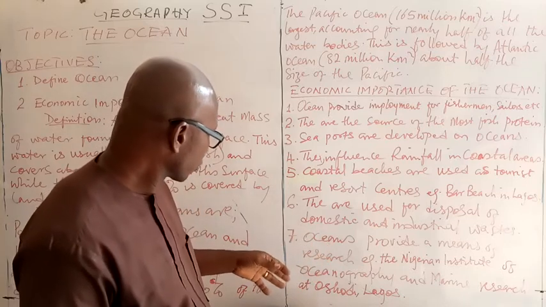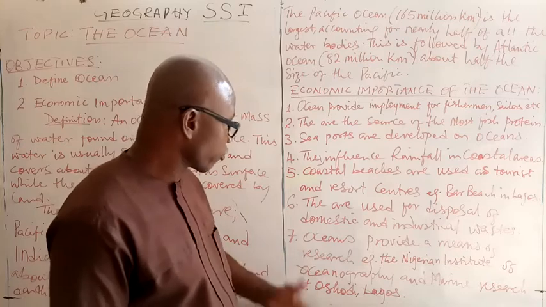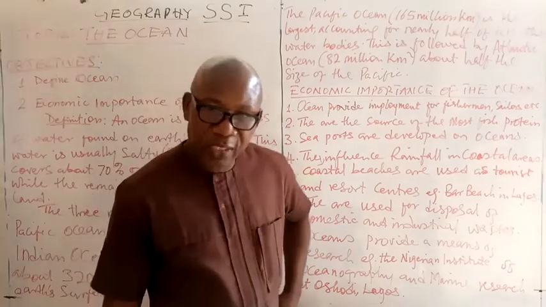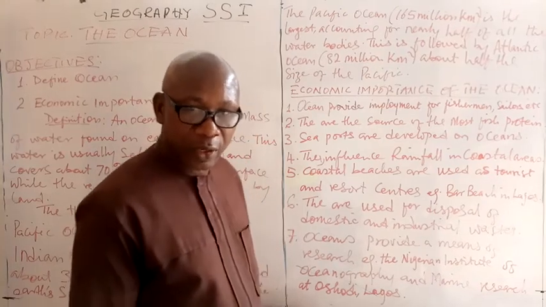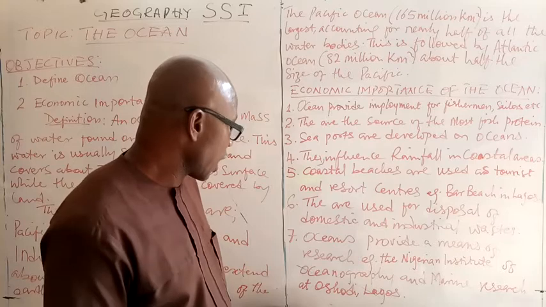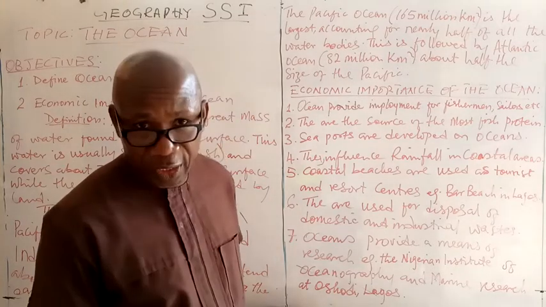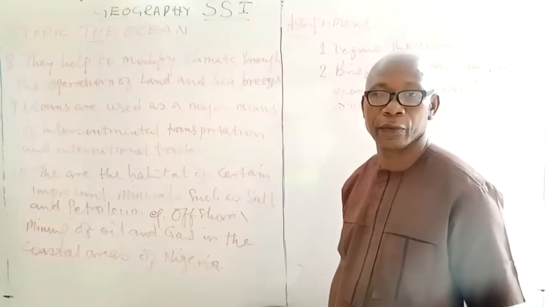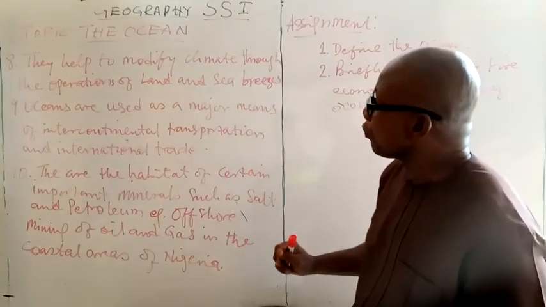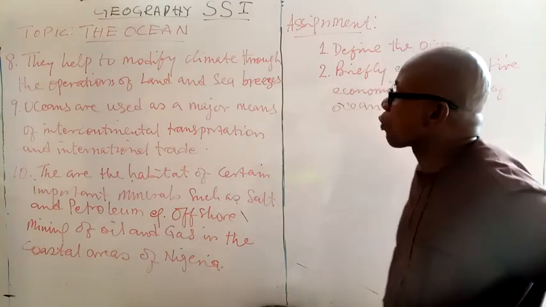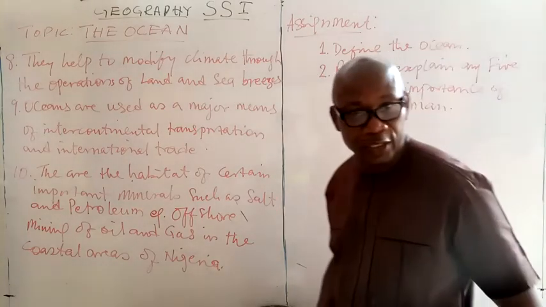Then seven, oceans provide a means of research. For instance, in Nigeria, you have the Nigerian Institute of Oceanography and Marine Research, located at Oshodi, Lagos, Nigeria. Number eight, the oceans help to modify the climate through the operations of land and sea breezes.